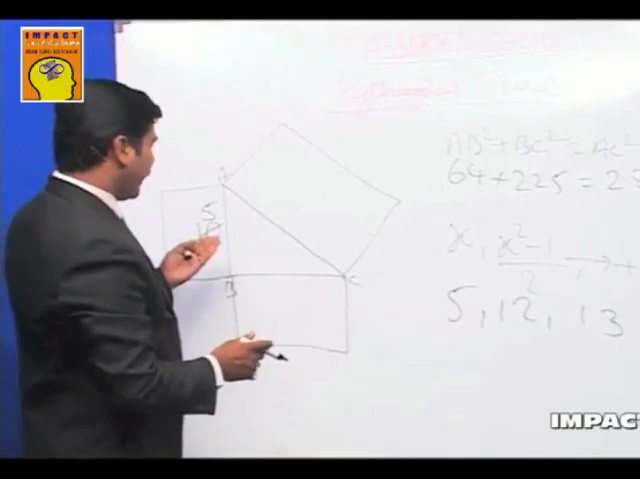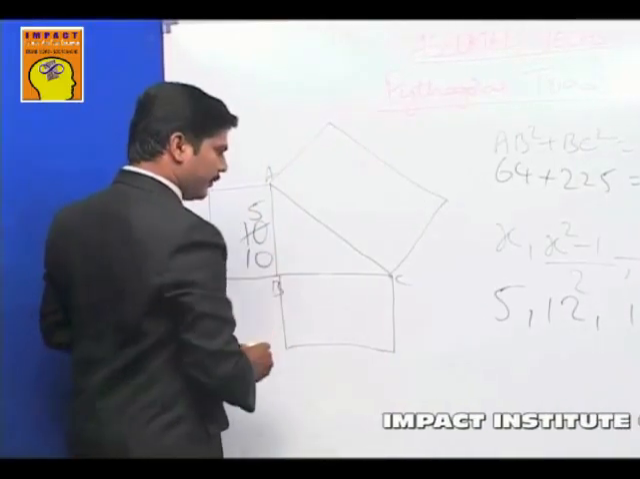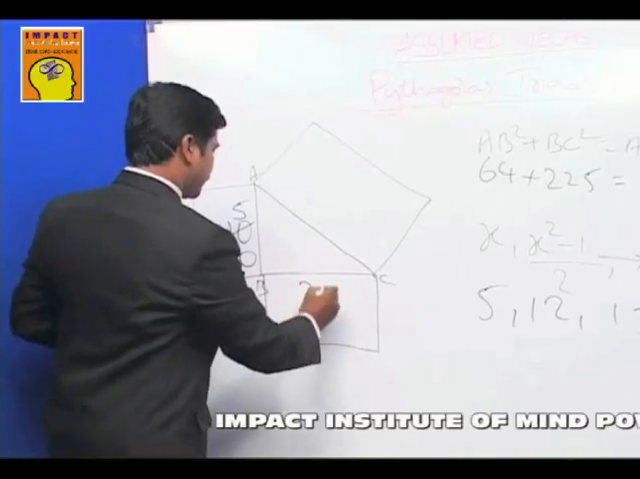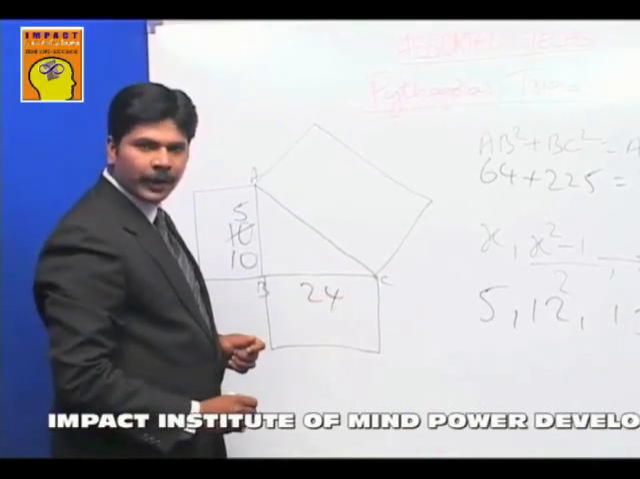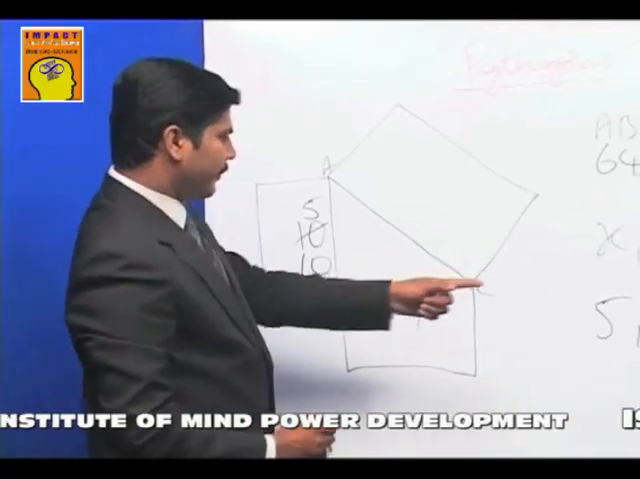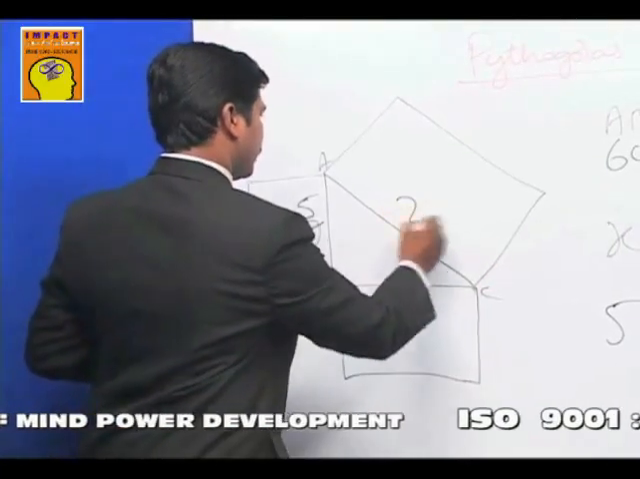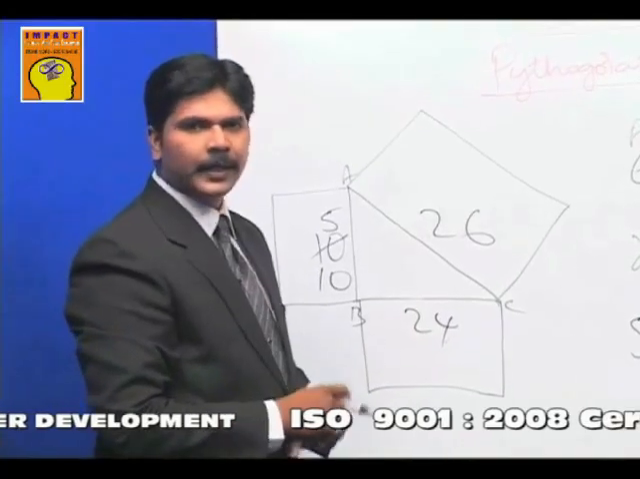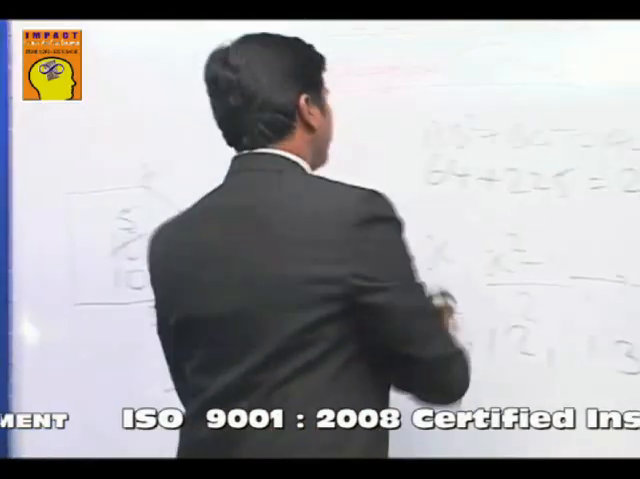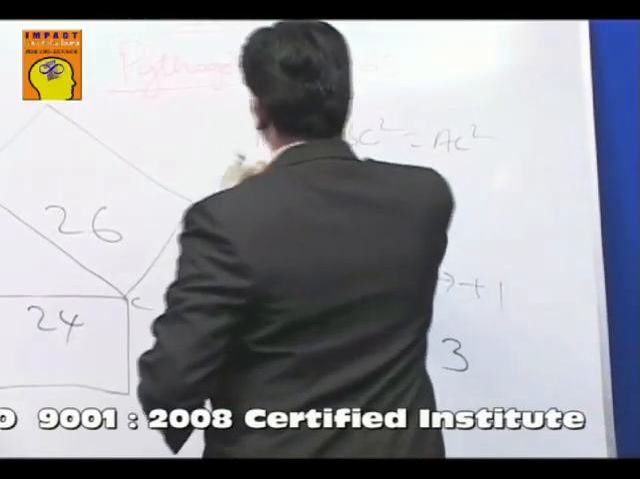You have to double it. Okay, 5 double is 10, 12 double is 24, and 13 double is 26. Right? Now let's substitute this in the equation, check out whether the triads are right or wrong.